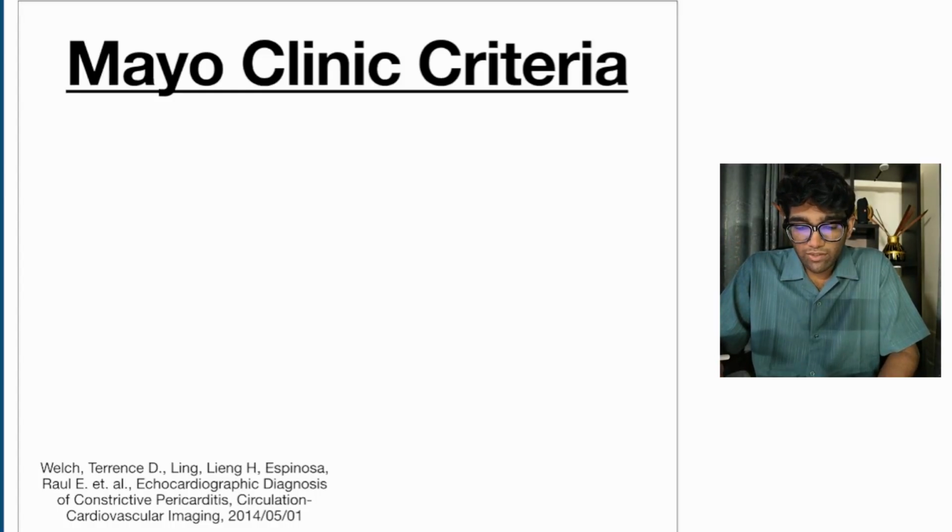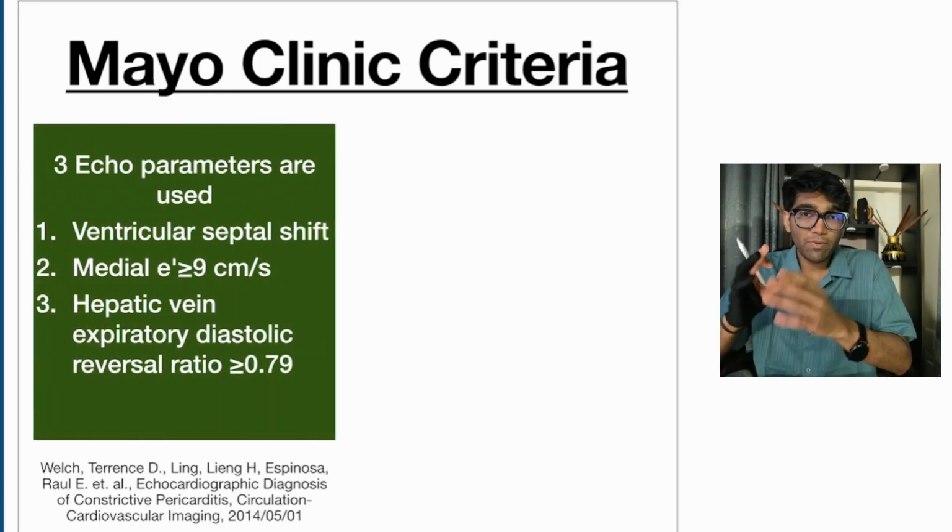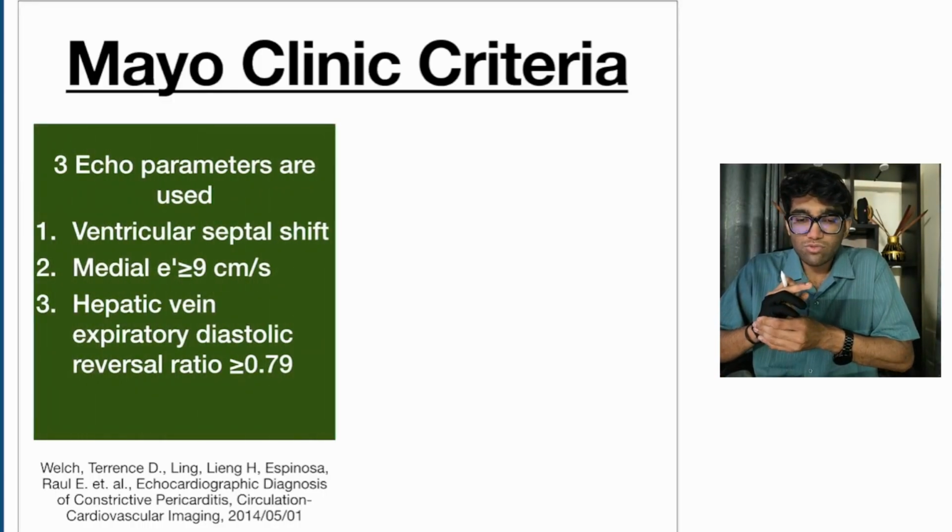Okay, so what do we know? We need to actually assess the hemodynamic pathophysiology. For this, we have multiple measures, but only 3 of them actually hold up to statistical scrutiny. So what are those criteria? Those criteria have been summarized in the Mayo Clinic criteria, originally published in 2014. Okay, so this is the criteria. There are 3 echo parameters that can be used to differentiate.